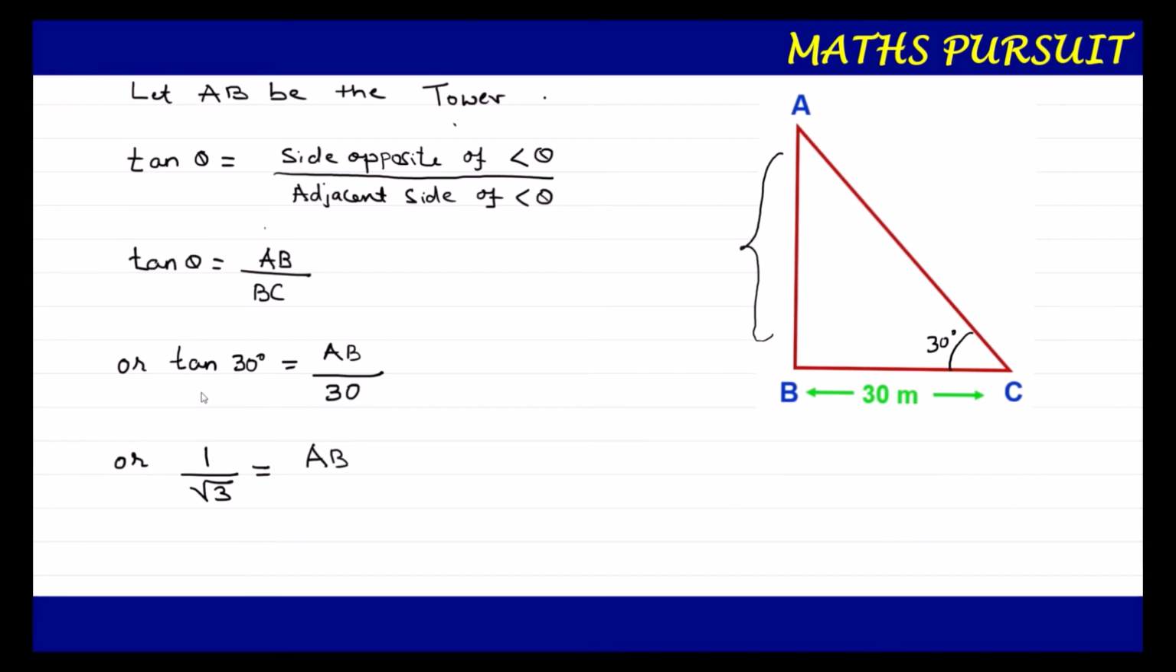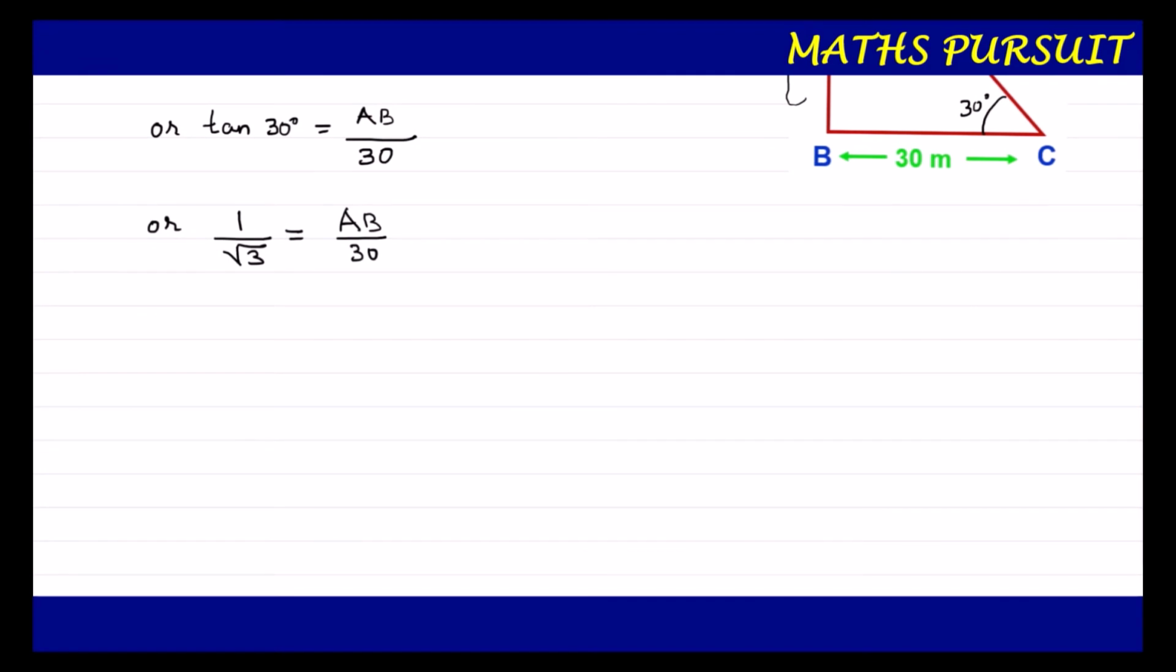is equal to AB by 30. Or I can write it the other way, AB upon 30 is equal to 1 upon root 3. Why am I writing like this? To make our calculation easy. Or AB is equal to 30 upon root 3, just moving 30 from the denominator of the left side to the right side. So it became 30 upon root 3.